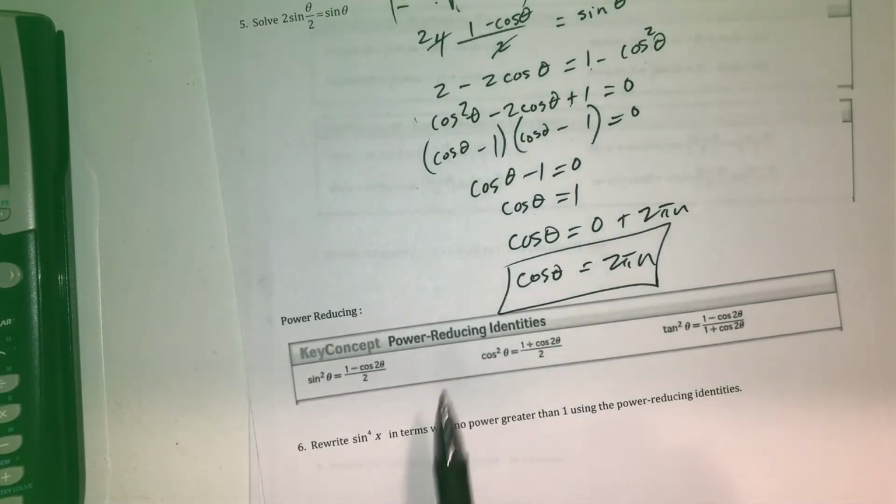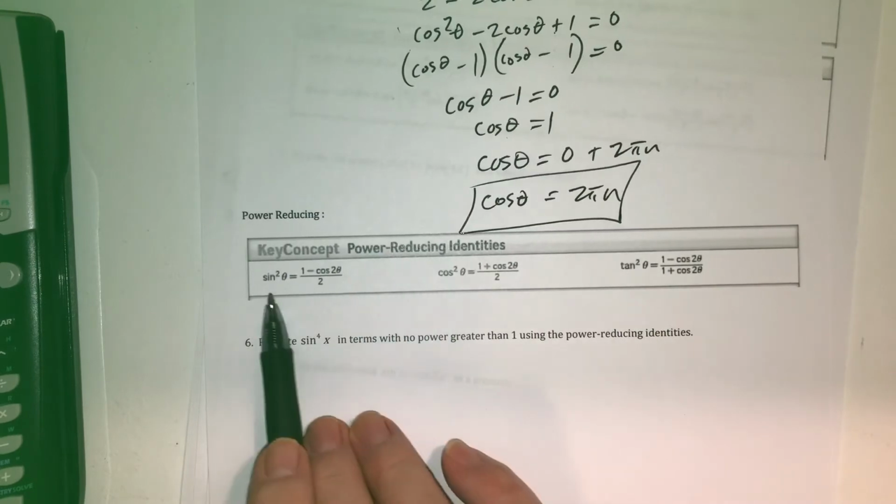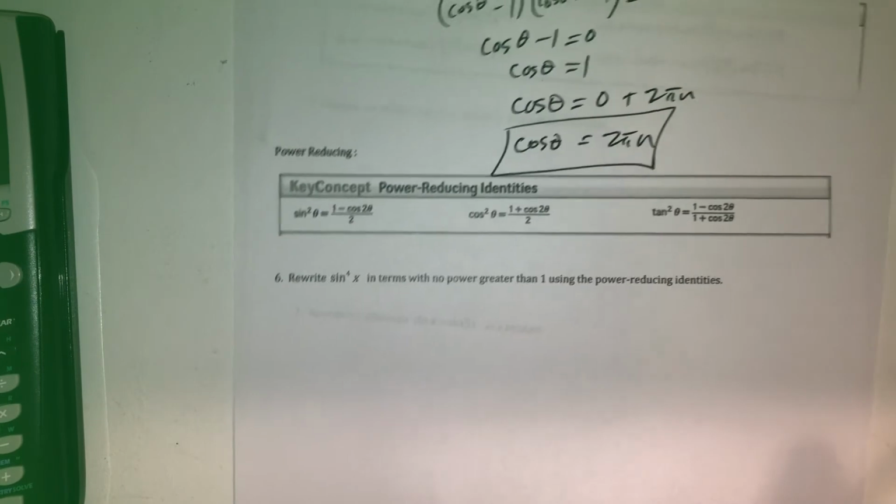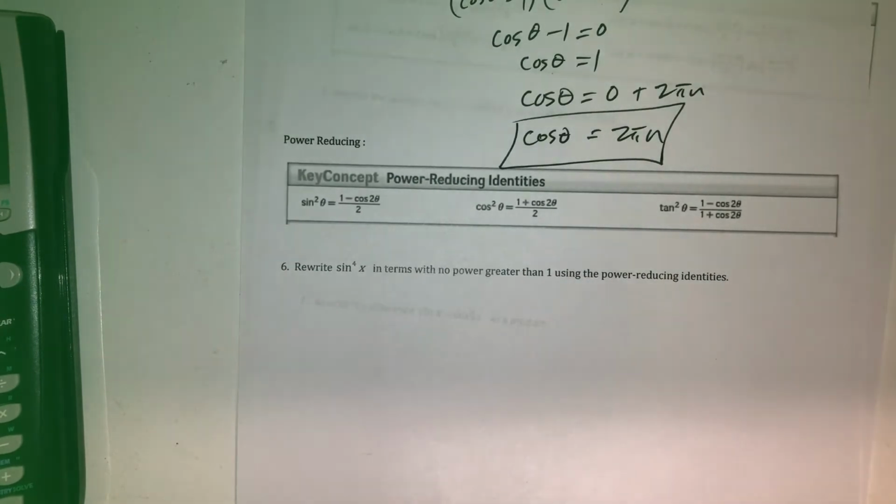Here are your power-reducing identities, ladies and gentlemen. The sine squared of theta is 1 minus the cosine of 2 theta divided by 2. The cosine squared of theta is 1 plus the cosine of 2 theta divided by 2. The tangent squared of theta is 1 minus the cosine of 2 theta divided by 1 plus the cosine of 2 theta. Number 6 says, rewrite sine to the 4th power of x in terms with no power greater than 1 using the power-reducing identities.